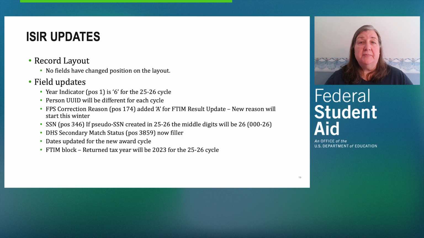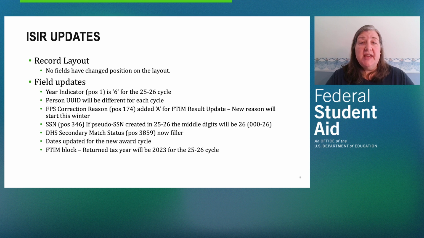For the FPS correction reason, which is the reason why the FPS system generates a correction, there will be a new value added of A that will be used later in this year. And this will be for around when we're trying to recalculate an SAI based on information that we've gotten back from the IRS, or data that we've gotten that we want to go back and create a new FAFSA transaction.